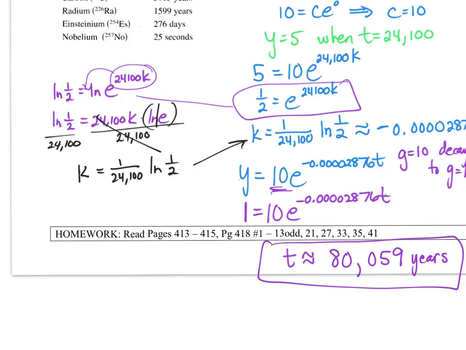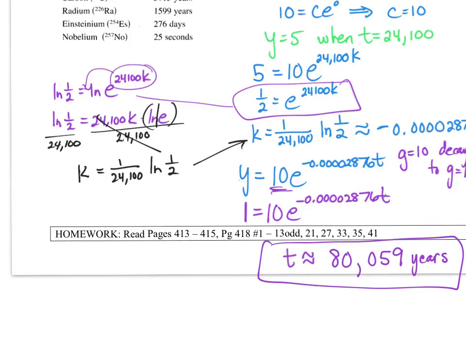But it's not rounded down. It's not rounded up to 58. It's also close to 59. I know, but what I'm saying is it wants to know when it reaches 1 gram, and you can't say 80,058 years because it hasn't reached 1 gram yet. You still need those extra months to get to it. So if you're going to answer the question in a full year, you have to go up.